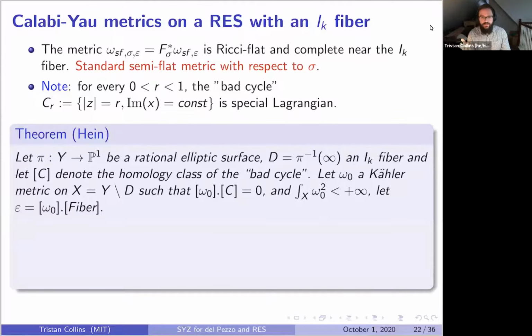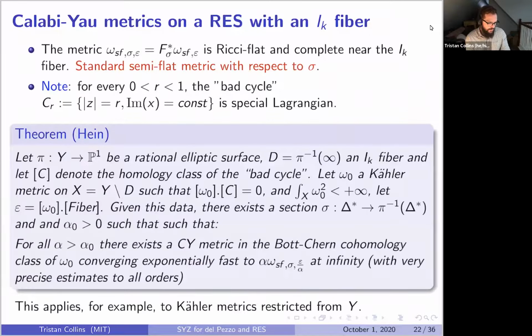I mean, that's a cohomological condition. If you want to have a Calabi-Yau metric which is asymptotic to this semi-flat model, it has to pair to 0 with this bad cycle, since the bad cycle is Lagrangian, right? And then there's also this condition that the initial Kähler data has finite volume. Then for appropriately chosen constants, you can produce a Calabi-Yau metric asymptotic to this semi-flat metric.